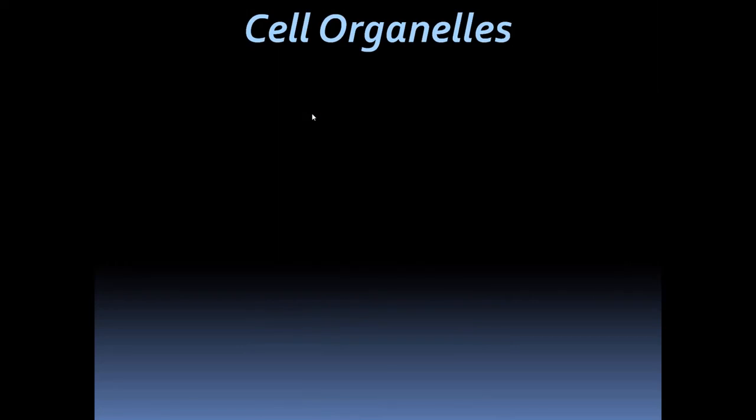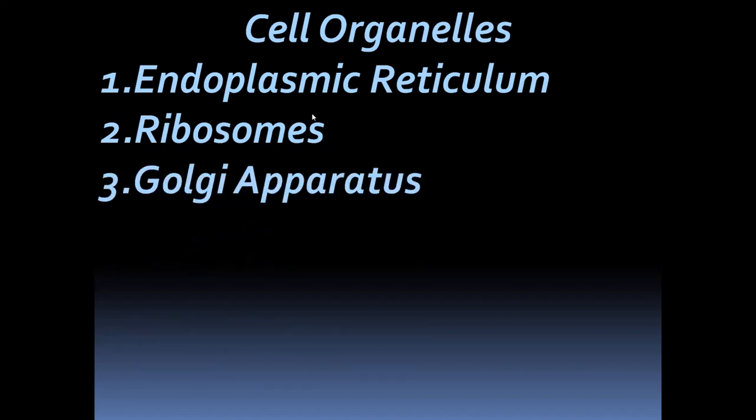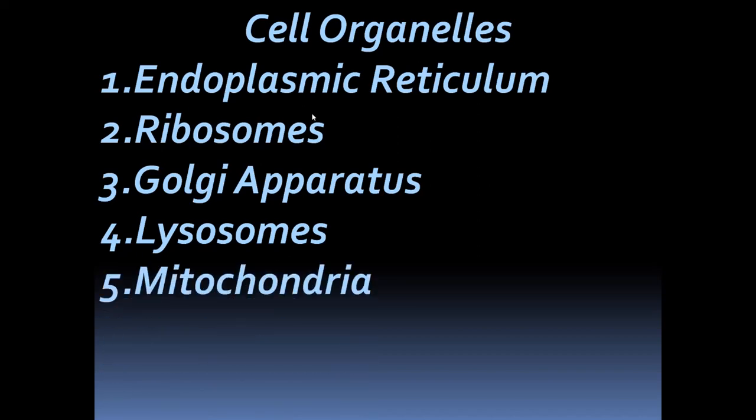Now let us learn more about these cell organelles. The different types of cell organelles are membranous organelles and non-membranous organelles; both are found. Let us list some of the important cell organelles. First, endoplasmic reticulum, it is membranous in nature. Ribosome, non-membranous organelle. Golgi apparatus, it is a membranous organelle. Lysosome, it is a membranous organelle. Then mitochondria, it is a membranous organelle.